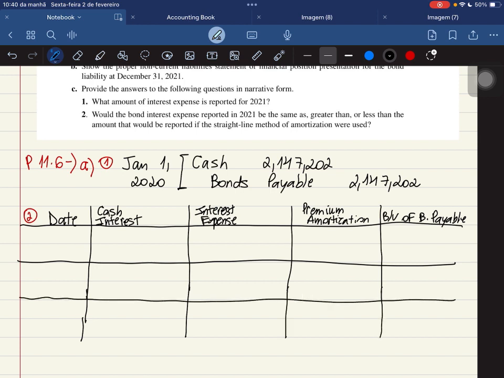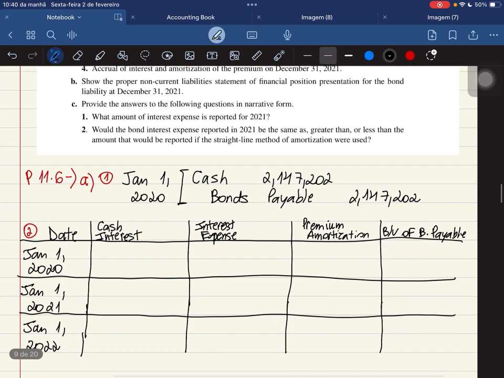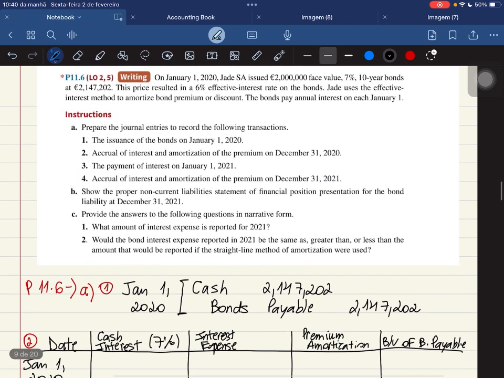So we are going to start with January 1st of 2020, and I think I'm going to go all the way until January 1st of 2022 because we're going to need some information from that year too. All right, so the cash interest, remember that I taught you that trick. Cash starts with a C, contract starts with a C. This one is the contract rate, okay? So it is the 7%. The interest expense is the one that comes from the other rate, the market rate. In our case, it is 6%.